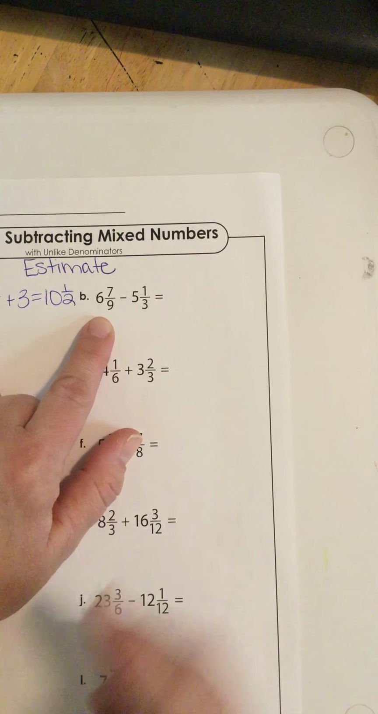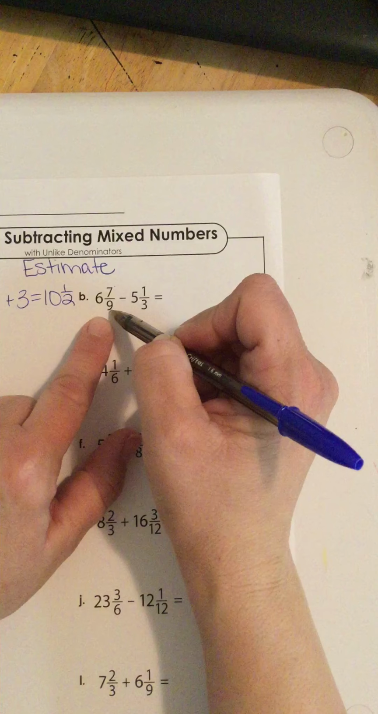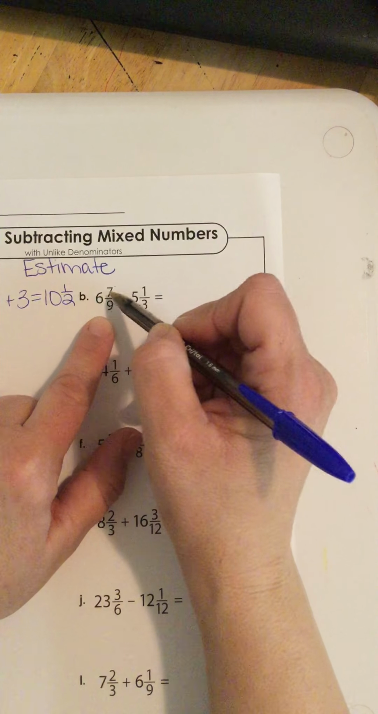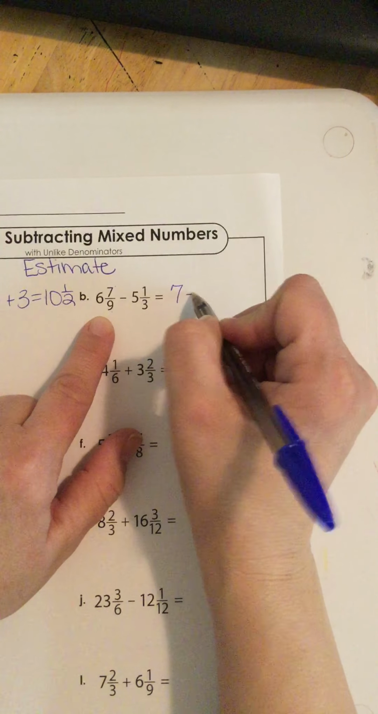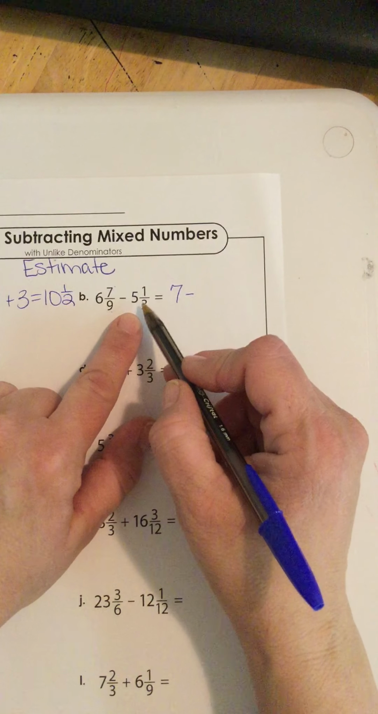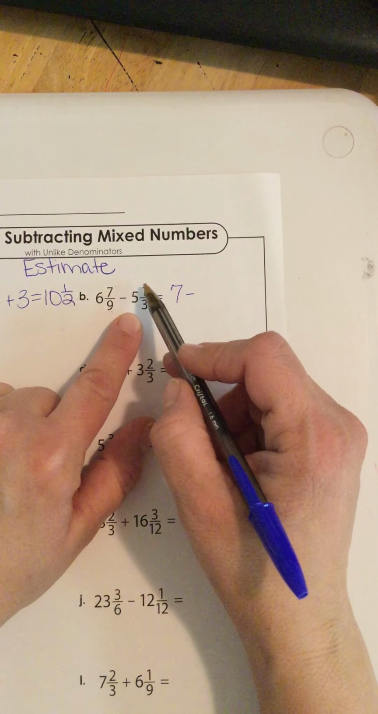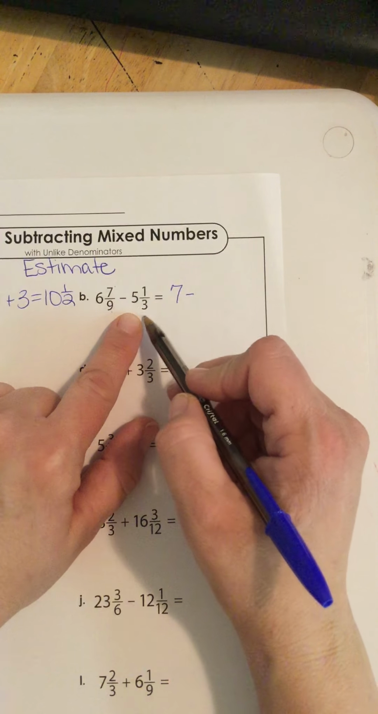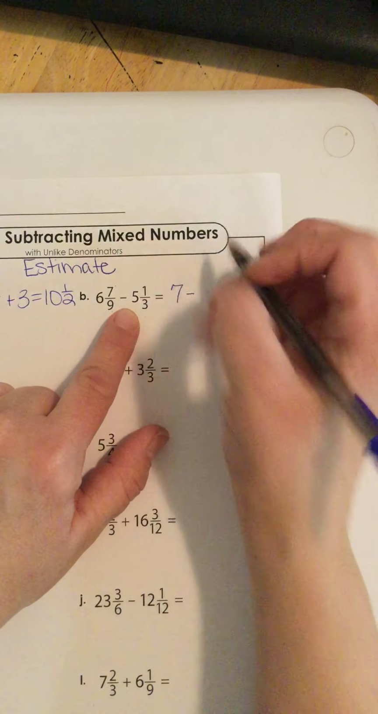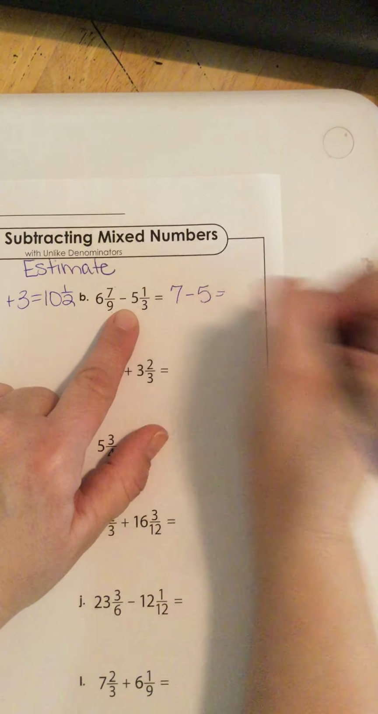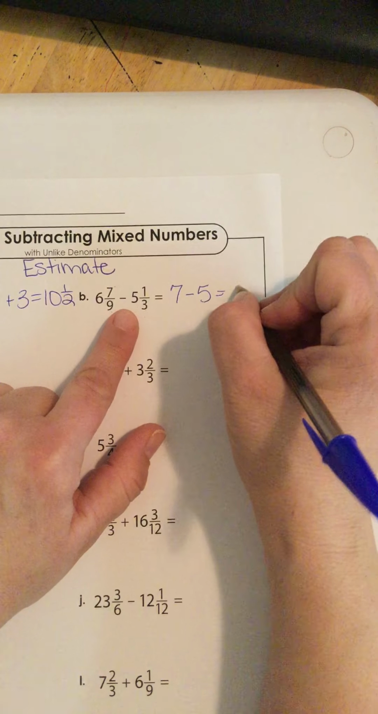Okay, 6 and 7/9. 7 is close to 9, so I'm going to say that's a 1. 6 plus 1 is 7. Minus 5 and 1/3. 5. Okay, 1 over 3. That's close to 0. So this is just going to stay 5. So I'm just subtracting whole numbers. 7 minus 5 is 2.